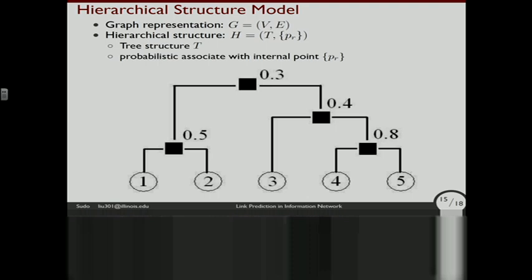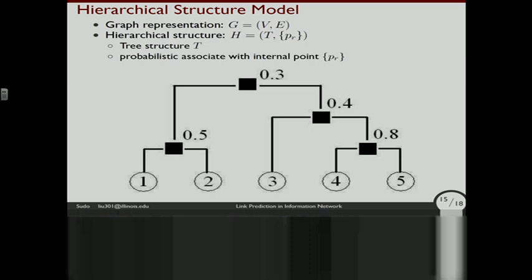The first model is called the hierarchical structure model. In this model, the abstracted representation is a tree structure, where each inner node of this tree is associated with a probabilistic value, and each leaf of this tree maps to one node in the generated graph. In the generated graph, the probability that node I is connected to node J is the value associated with the lowest common predecessor of node I and node J in this tree. For example, the probability of a link between node 1 and node 2 is 0.5 because that is the value at the lowest common predecessor of the two nodes in the tree.